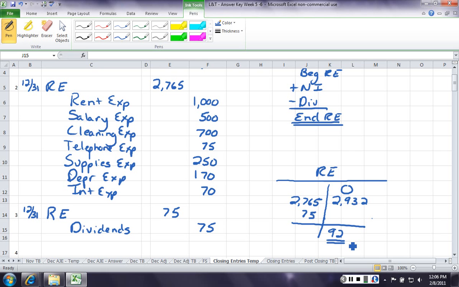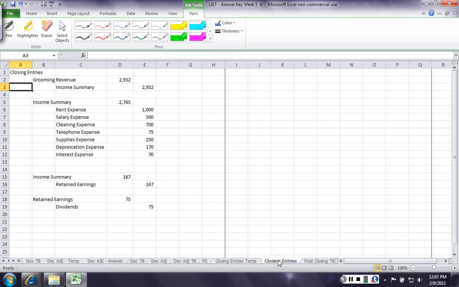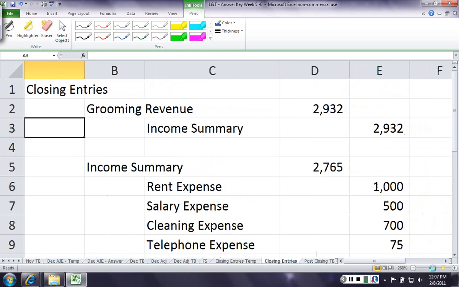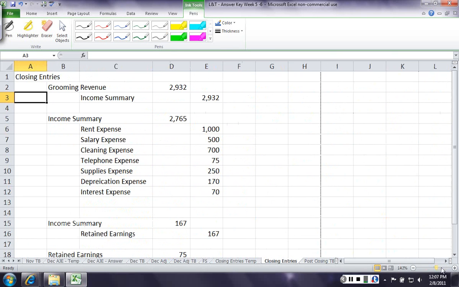Now what I don't like about the 3-step process is I can't look at retained earnings and see net income. So if we go to the 4-step process, the idea is still the same, but the difference is that we close to income summary instead of straight to retained earnings. So now we're going to start with an income summary account. The only thing we use it for is closing.